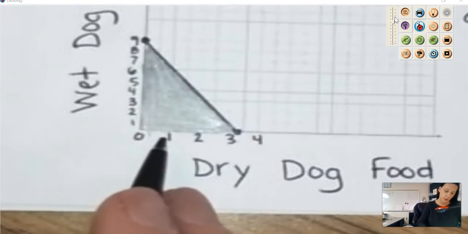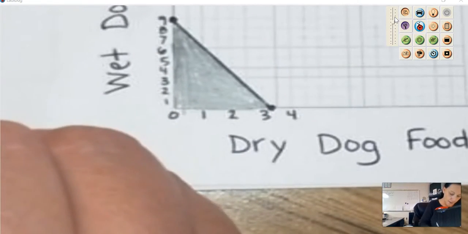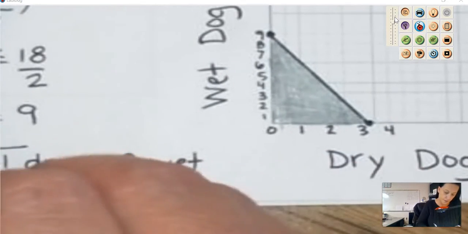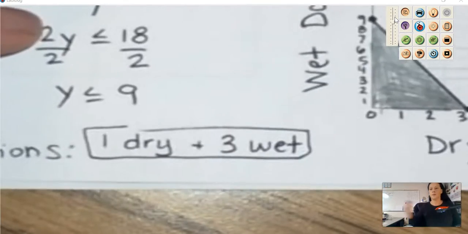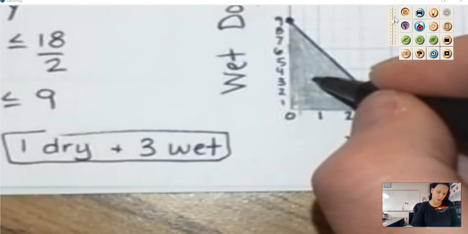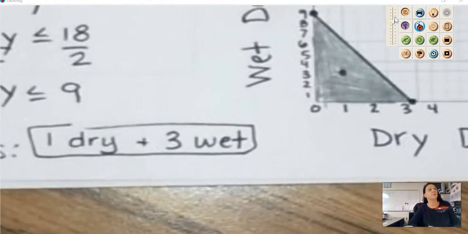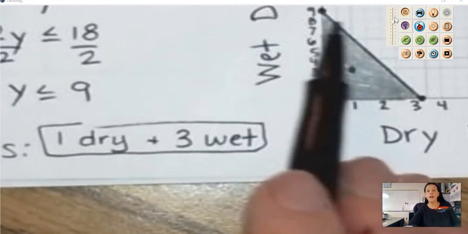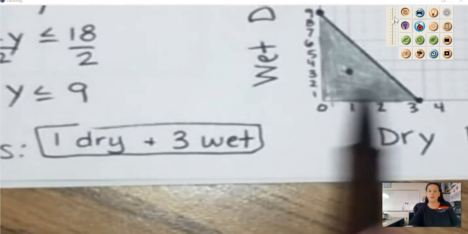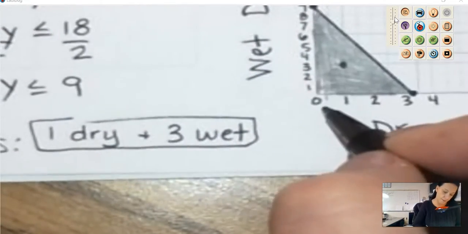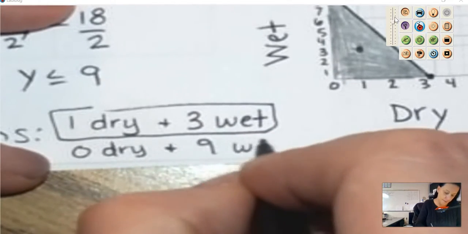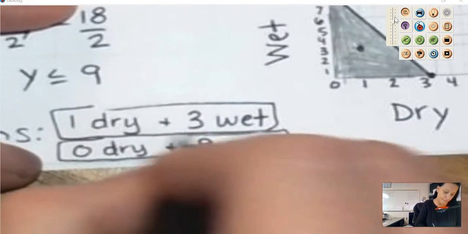Anything that's in here. So maybe she can buy 1 dry bag and 3 wet cans. Because 1 dry and 3 wet is right here, and that's a point. Okay, you need 2 solutions, so pick another one. It can be on the line, because it's a solid line. You can pick a point from the line. That would be a solution. So I could do even like 0 dry and 9 wet. That's a solution since it's on the line.